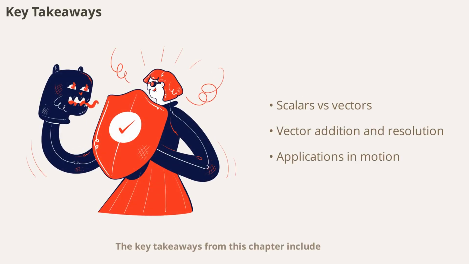The key takeaways from this chapter include understanding the difference between scalars and vectors, mastering vector addition and resolution, and applying these concepts to projectile and circular motion. These tools are fundamental for solving physics problems and understanding the world around us.